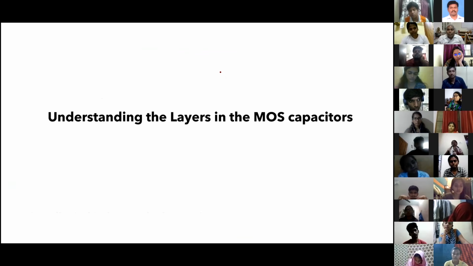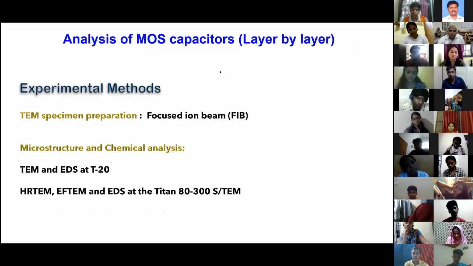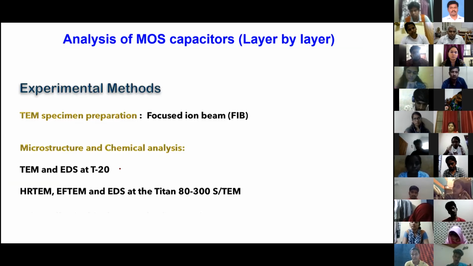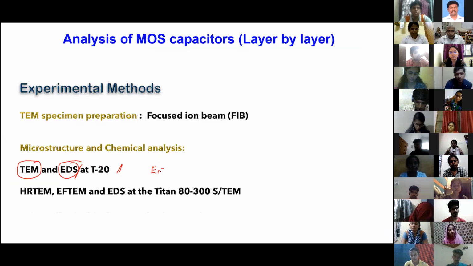Okay, yeah. So the next topic is understanding the layers in the MOS capacitors. I'll quickly go through that, which means you grow a layer and you want to understand what the layers are. Okay, I used TEM and EDS here extensively. TEM is transmission electron microscopy. EDS is energy dispersive spectroscopy. Okay, you might know this actually. Maybe EDS you may not know. I am writing it: energy dispersive spectroscopy.